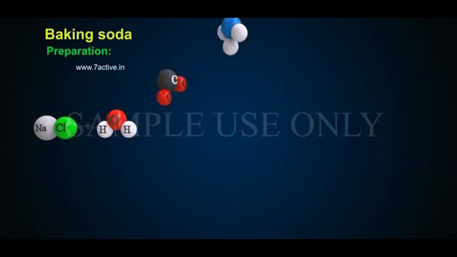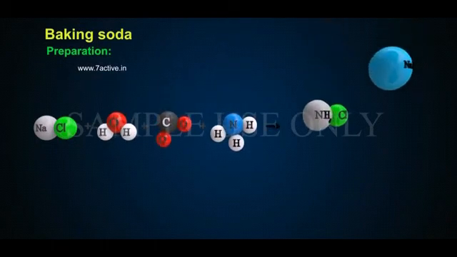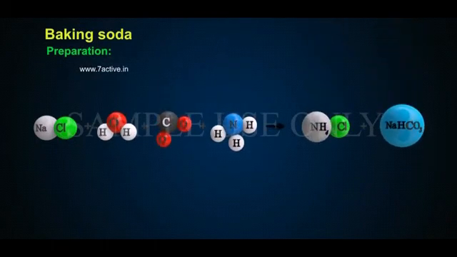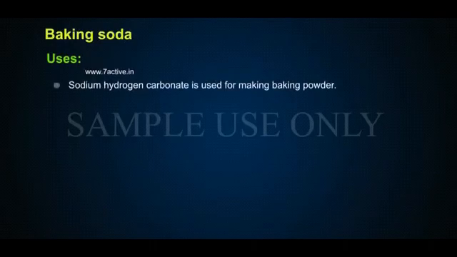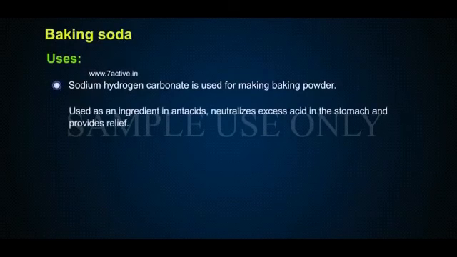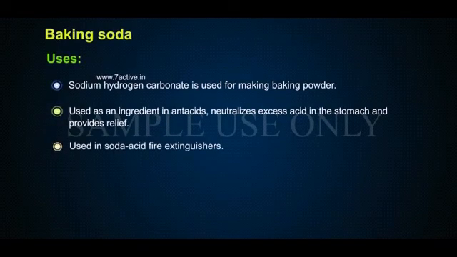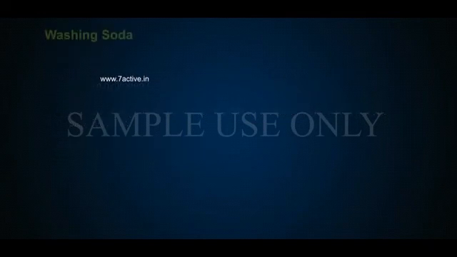NaCl plus H2O plus CO2 plus NH3 gives NH4Cl plus NaHCO3. Uses. Sodium hydrogen carbonate is used for making baking powder. Used as an ingredient in antacids, it neutralizes excess acid in the stomach and provides relief. Used in soda acid fire extinguishers.